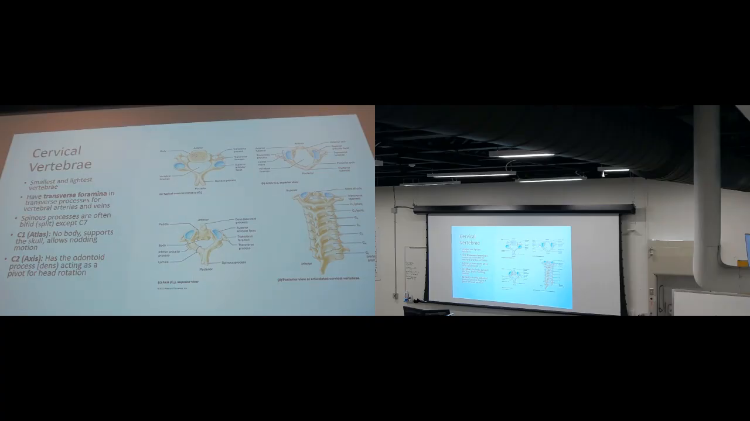So here is a summary of the characteristics of the cervical vertebrae. They have transverse foramina, and we're now going to talk about specific details of the two cervical vertebrae, C1 and C2. C1 is known as Atlas, like the Greek mythology character Atlas, and C2 is known as Axis. Axis because it forms a pivot, and Atlas because that Greek mythology character used to hold the world on his shoulders.